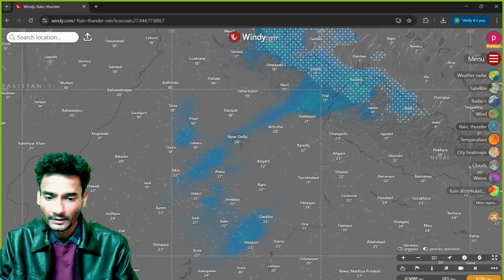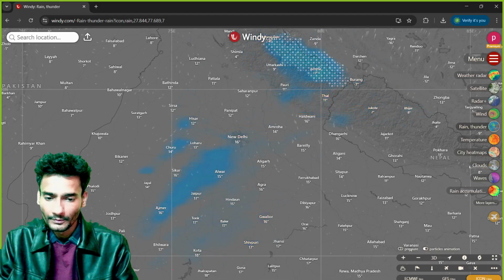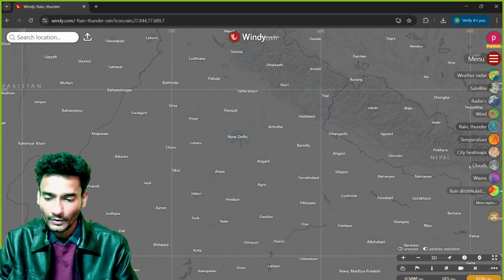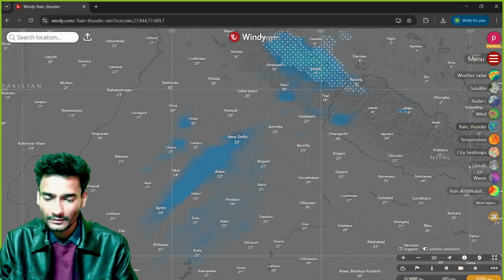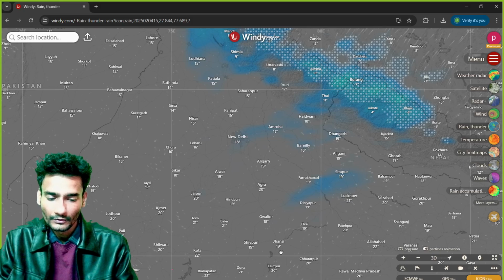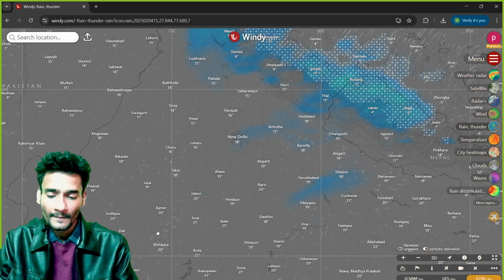Even ICON is expecting a similar rainfall pattern over the Delhi NCR. From tonight to morning, you see, this is the movement of this system. So we can expect the rainfall. So all three models are in agreement.